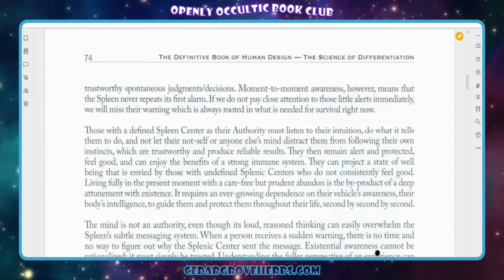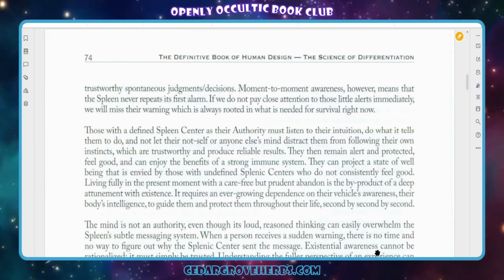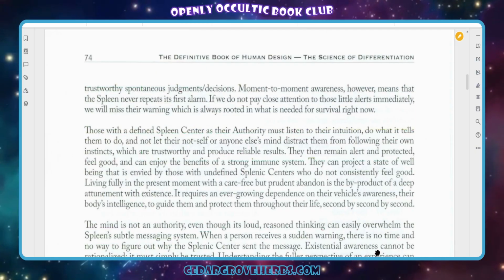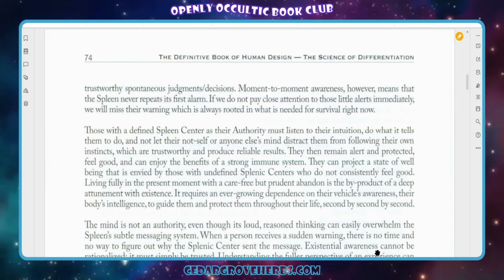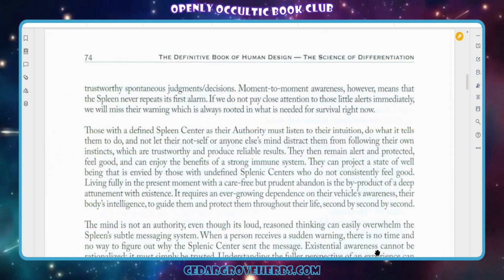Moment to moment awareness, however, means that the spleen never repeats its first alarm. If we do not pay close attention to those little alerts immediately, we will miss their warning, which is always rooted in what is needed for survival right now.